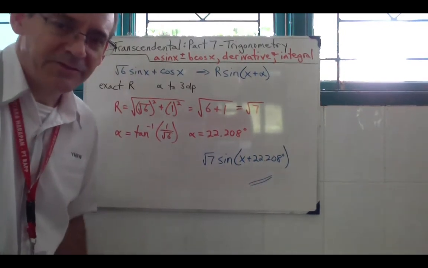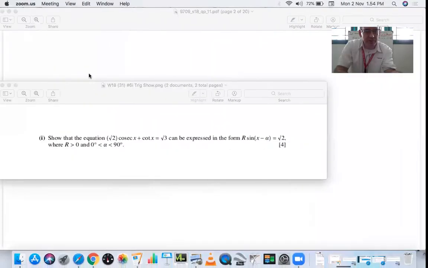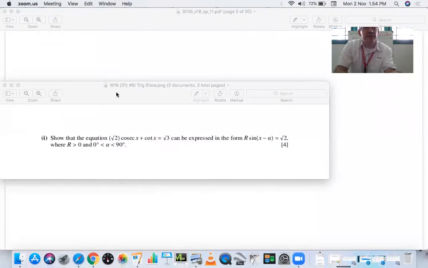Okay, I'll set up another one for us. Okay, for our second example, pull it up here so you can see it. Again, this is from Winter 18, paper 31, number 6. Show that the equation root 2 cosecant x plus cotangent x equals root 3 can be expressed in the form r sine of x minus alpha equals root 2, where r is greater than 0 and alpha is between 0 and 90 degrees.